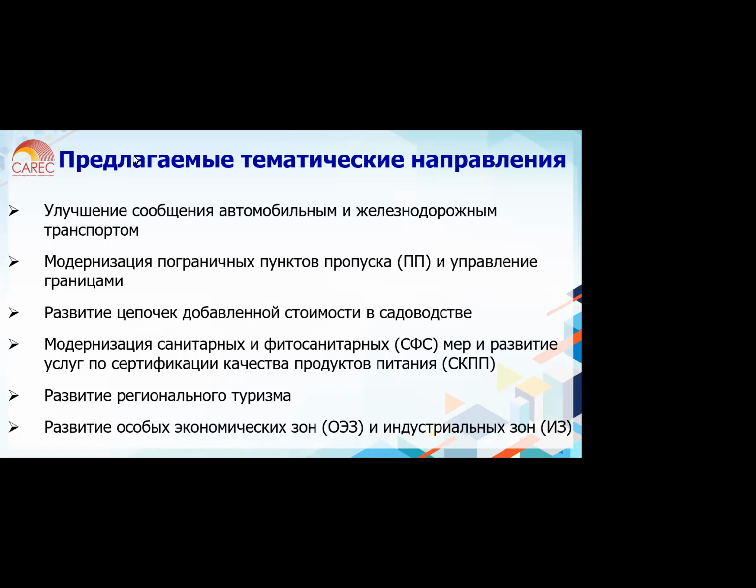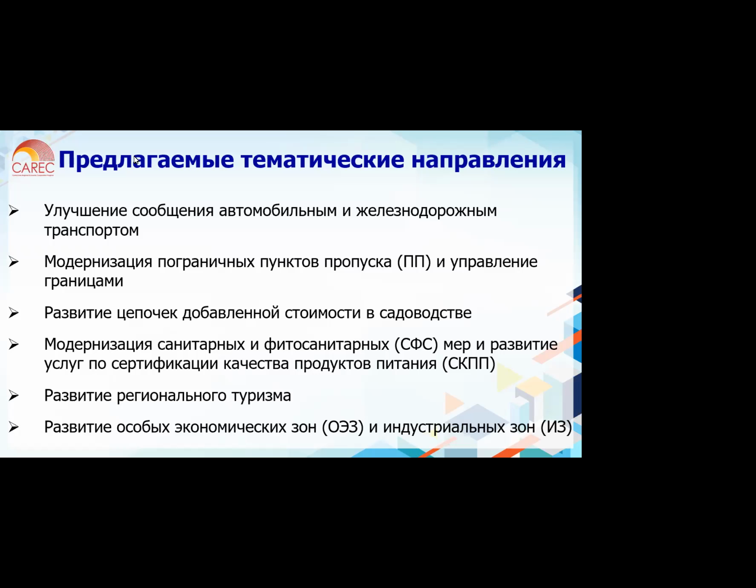Based on these consultations, we have drafted this list of priority areas that includes improving road and railway connectivity within this economic corridor, modernization of border crossing points and border management, development of value chains in horticulture, modernization of sanitary and phytosanitary measures, and the development of services on the certification of food products, the development of regional tourism, and the development of special economic zones and industrial zones.